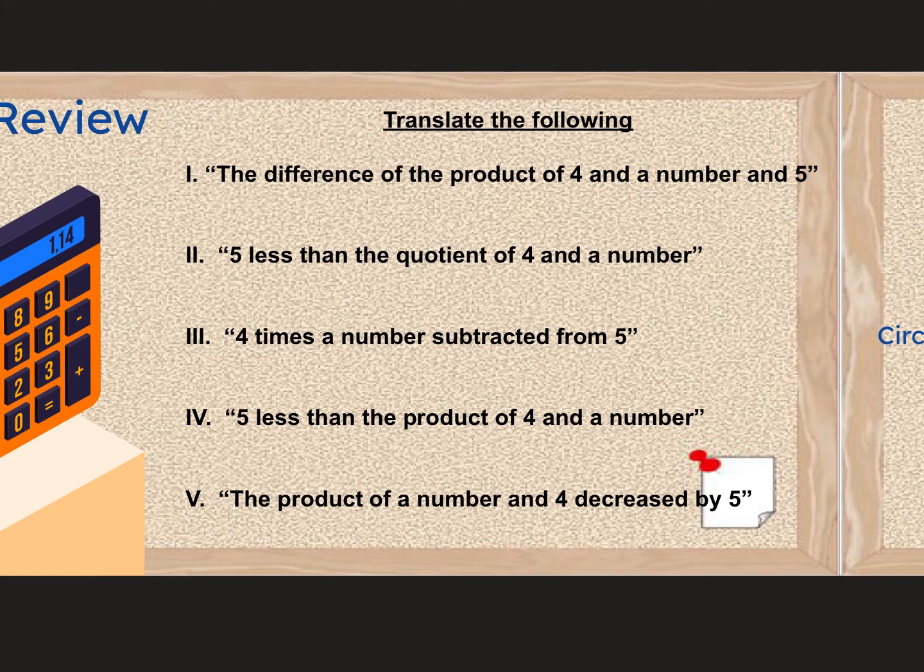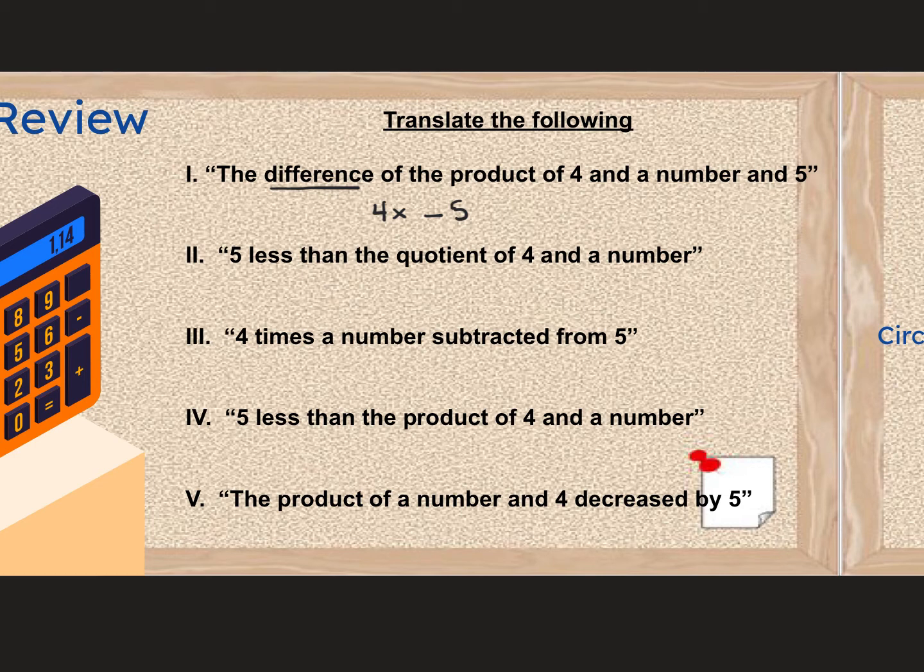All right, so let's take a look. So we're looking at the difference of the product of 4 and 5. So our overall operation here is difference, which is subtraction. Our overall operation is subtraction. And what are we subtracting? We're subtracting the product of 4 and a number, so we can use x, and 5.